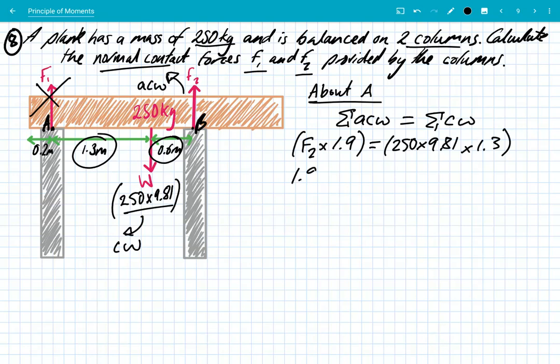So we get 1.9 F2 is equal to 3188.25. So F2 is simply 1678 newtons.